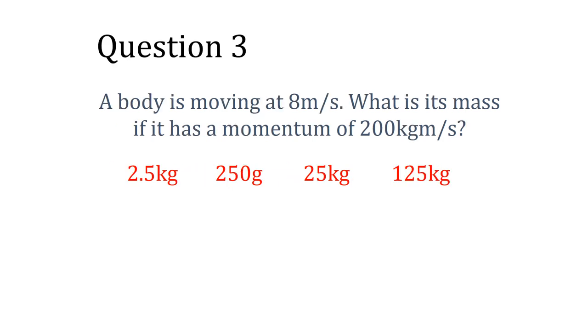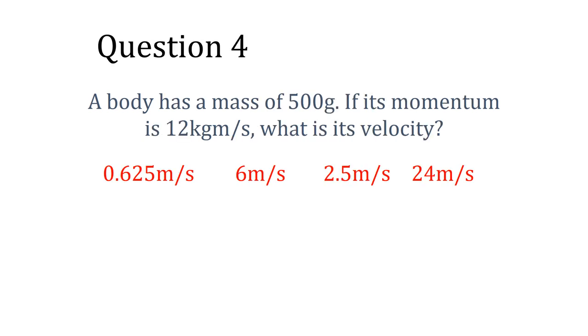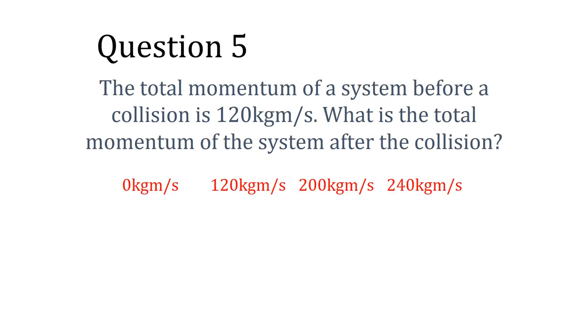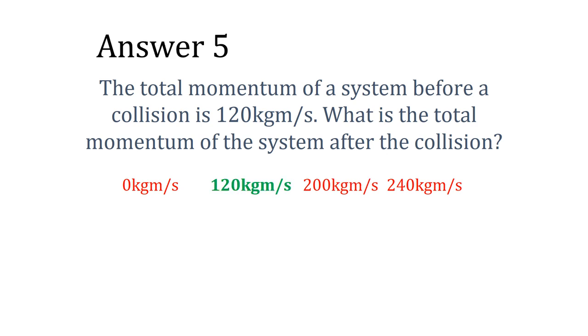A body moving at 8 meters per second, if it has a momentum of 200 kilograms meters per second, what is its mass? 25 kilograms. Hopefully we're just rearranging the equation. So a body has a mass of 500 grams. If it has a momentum of 12 kilograms meters per second, what is its velocity? 24 meters per second. The total momentum of a system before a collision is 120 kilograms meters per second. What is the total momentum of the system after the collision? 120 kilograms meters per second.